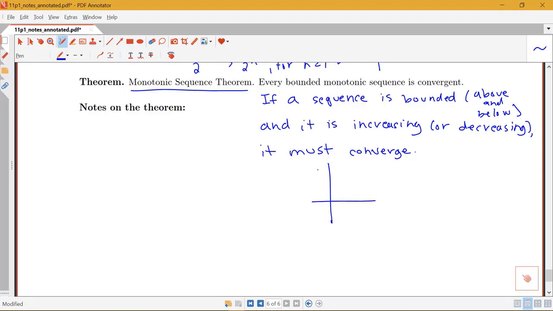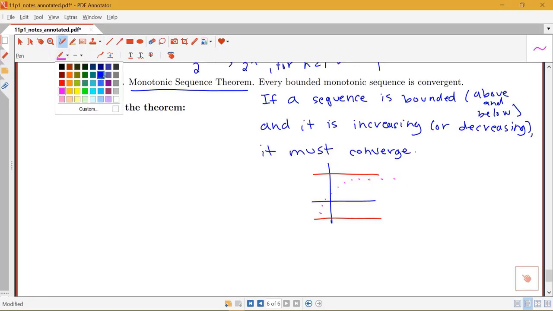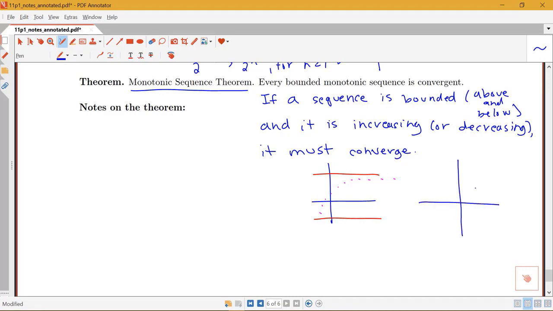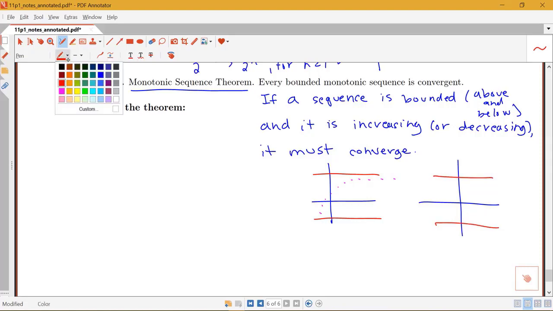Let me draw some bounds here. Let's say I have to stay between those two red lines and my sequence is increasing. Well then it has to be converging to some value. It can't exceed this upper bound here, and it's always getting bigger than the previous value, so it must converge to something. Similarly, if I have my sequence having to stay between two bounds and being decreasing, then again that sequence has to converge.